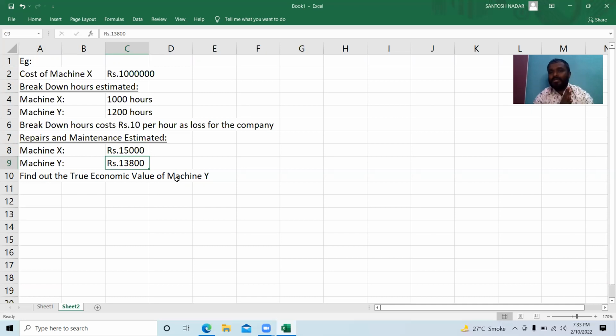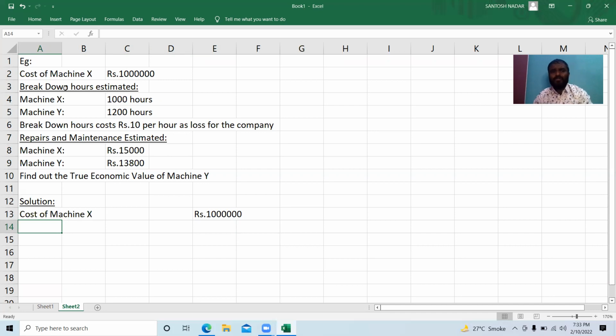So I want to find out the true economic value of machine Y. What is the true economic value of machine Y? First, you have to see what is the cost of the next best alternative. For machine Y, the next best alternative is obviously machine X. So what is the cost of machine X? It is rupees 10 lakhs. 10 lakhs is the cost of machine X. Now I will see what the value differences are between these two machines.